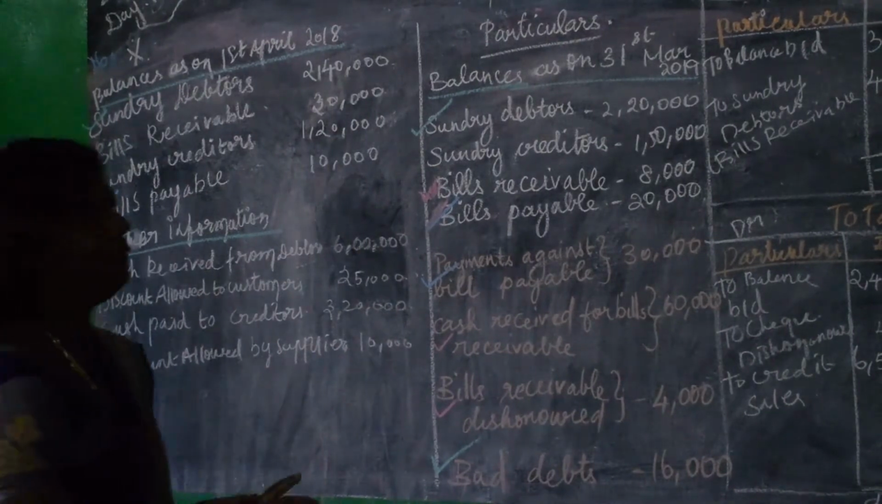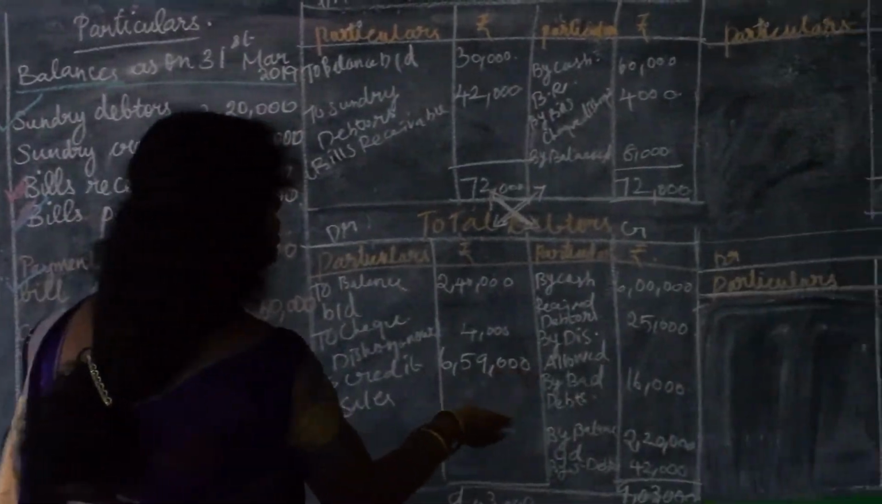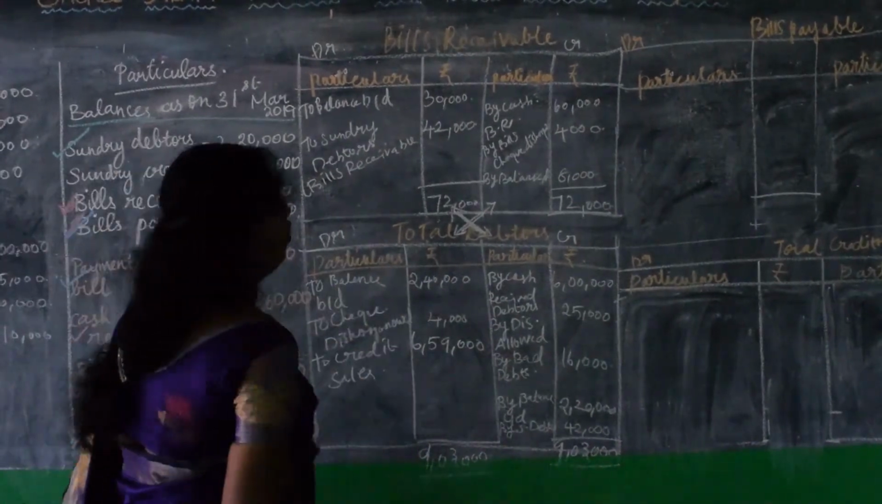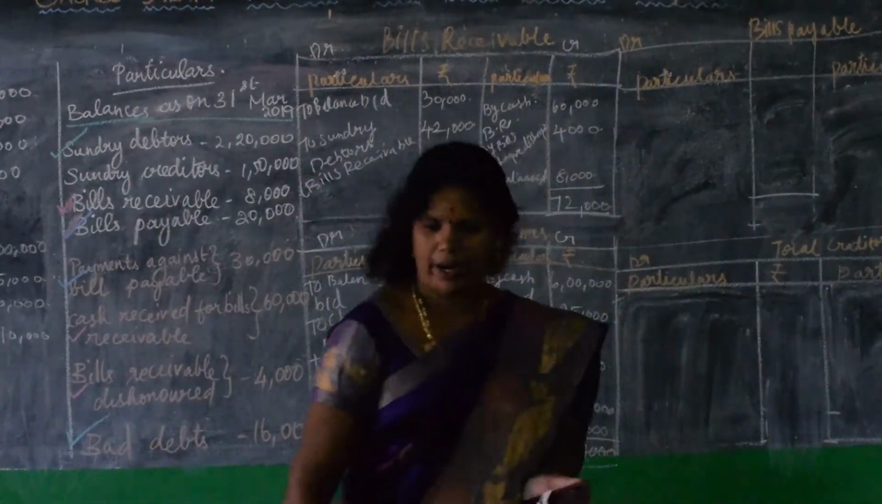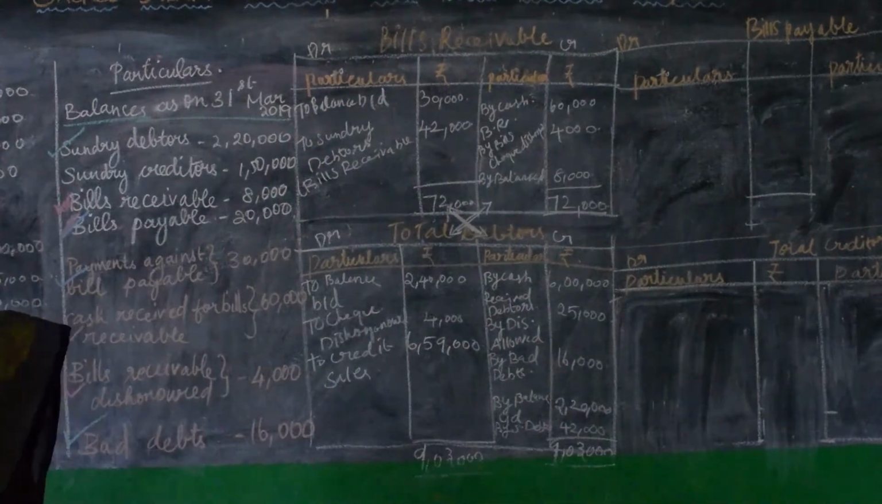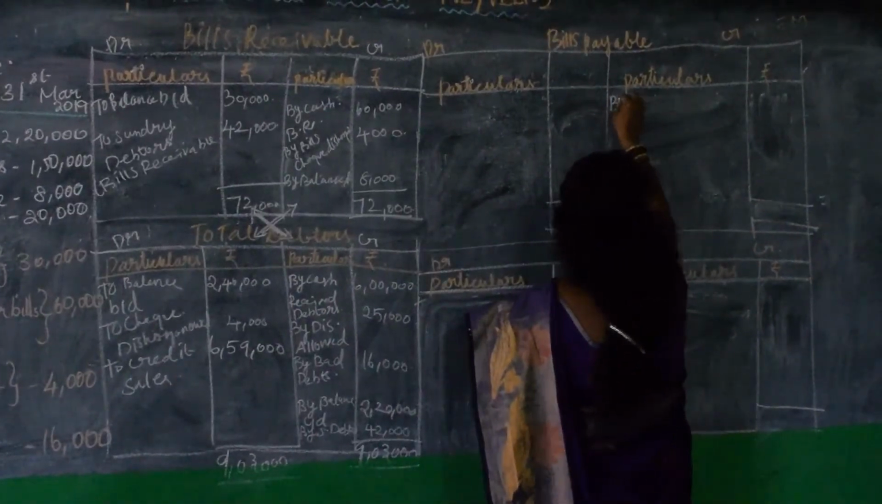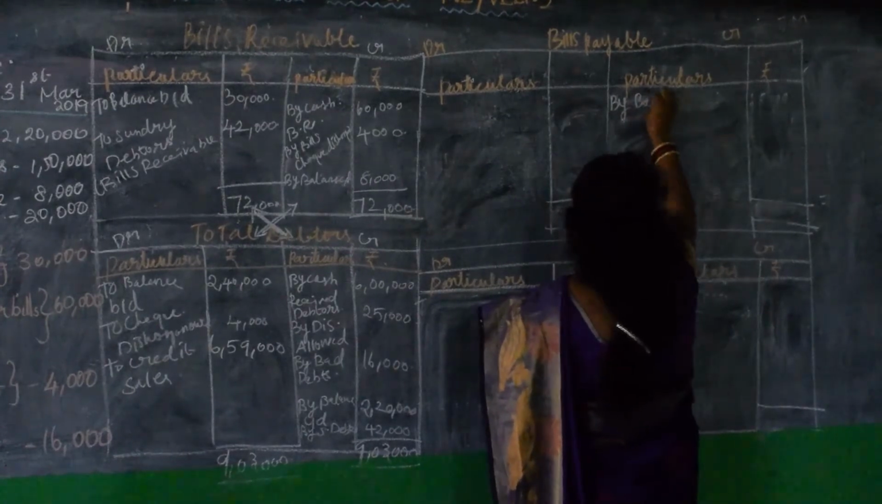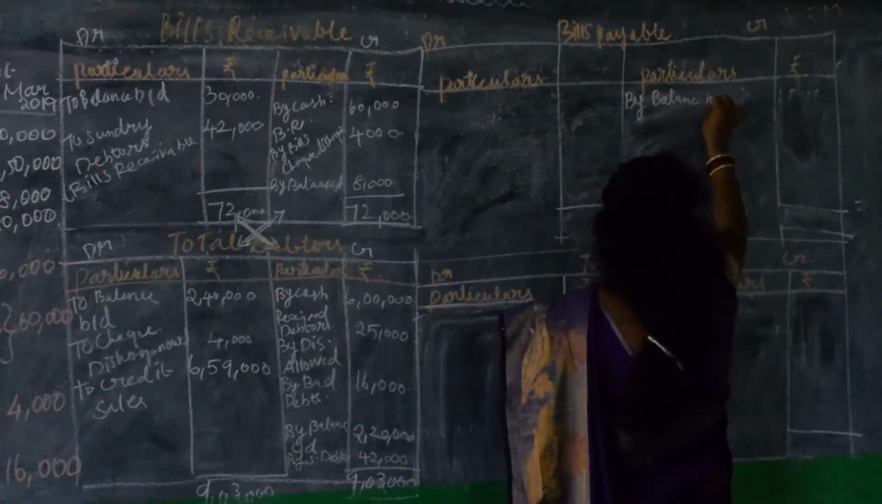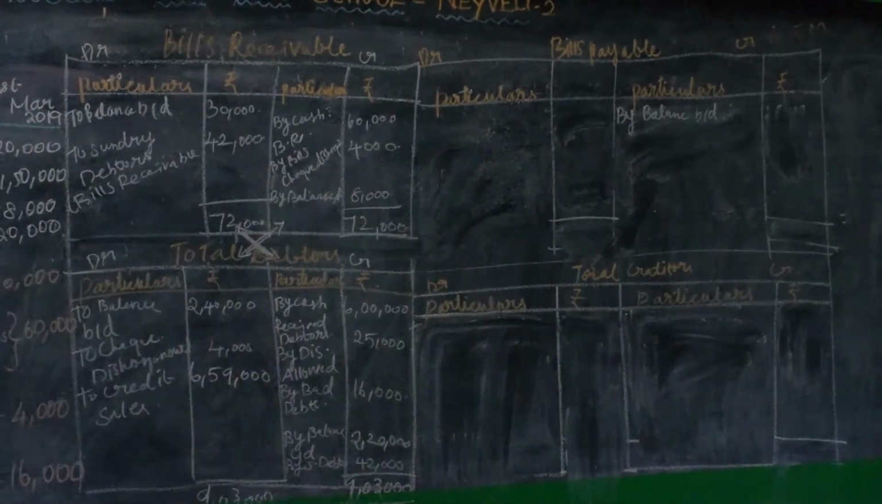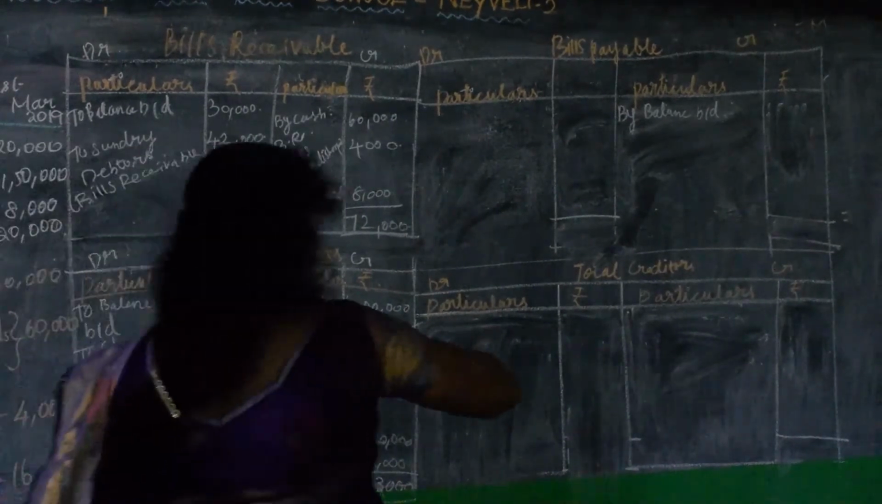But in the bills payable, the procedure will be the reverse of the total debtors or the bills receivable format. Here we are going to write the opening balances on the credit side. By balance B/D, bills payable. What is the opening balance? 10,000.